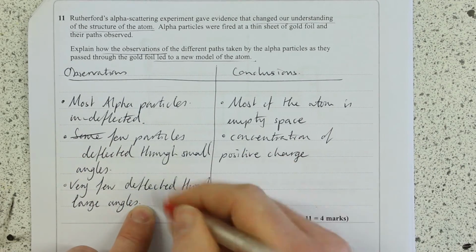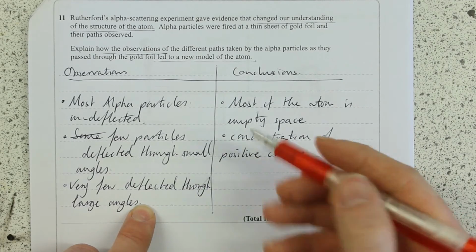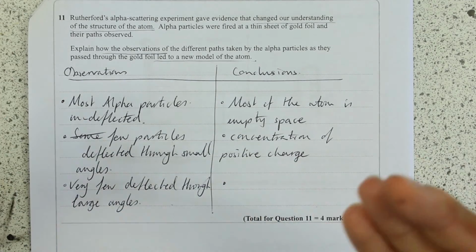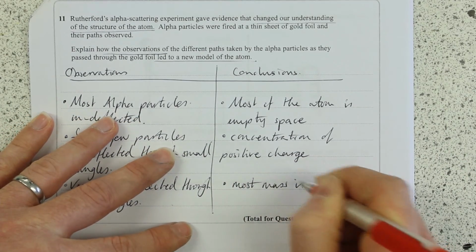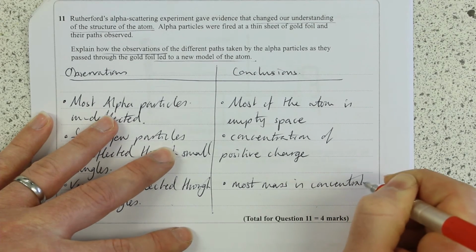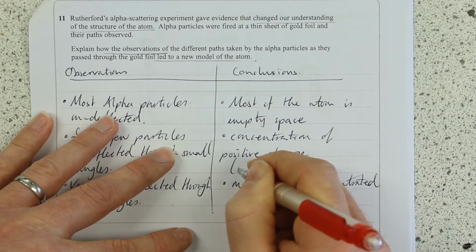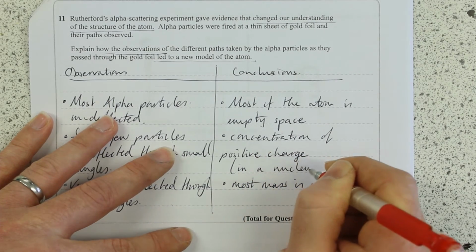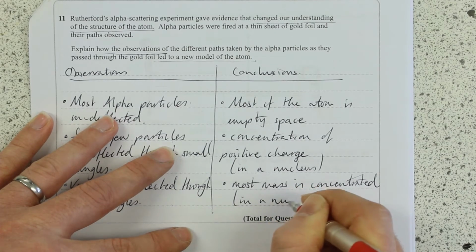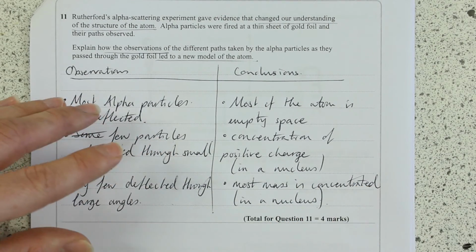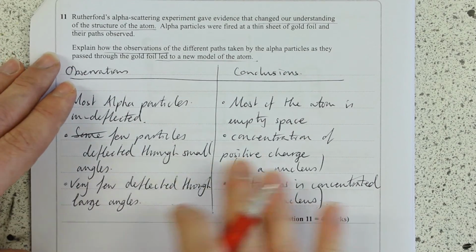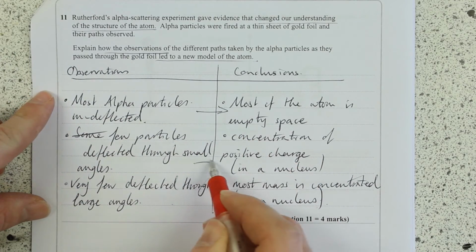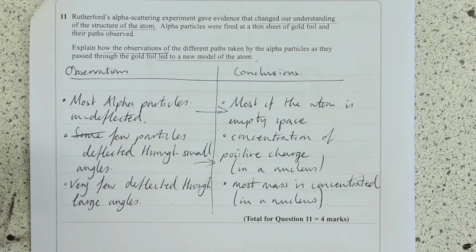And if they're going to be able to deflect it through large angles, then there must be quite a large mass somewhere. So most of the mass is concentrated somewhere as well. Where are they concentrated? In a nucleus. Very small nucleus, you might want to describe it as. The nucleus means a core, a kernel of something. So actually you should see that, and because you've memorized that explanation, linking observations to conclusions, you are always going to get full marks in a Rutherford alpha particle scattering explanation question.